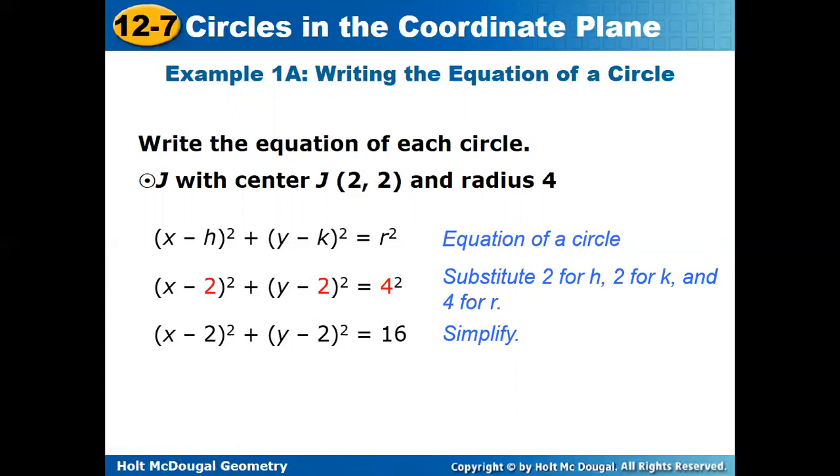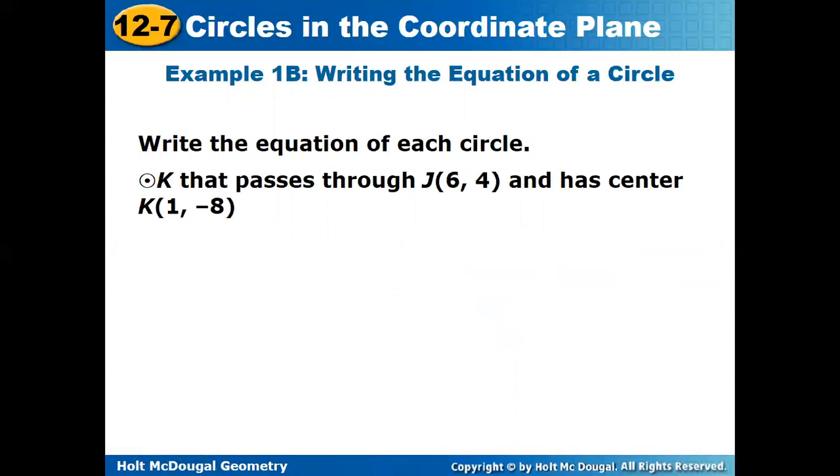Let's see the second example. Write the equation of the circle K that passes through J (6, 4) and has center K (1, negative 8). Ask yourself, where is the center? Is the center J or K? If you read the question well, you will find that the center is K (1, negative 8). So we will name this center h and k. Now we need to calculate the radius.